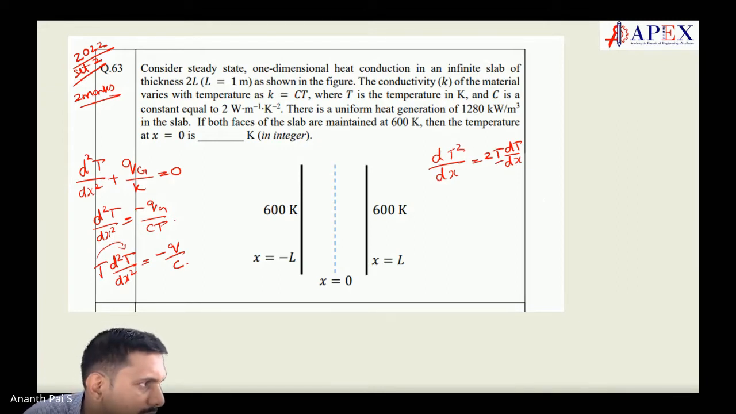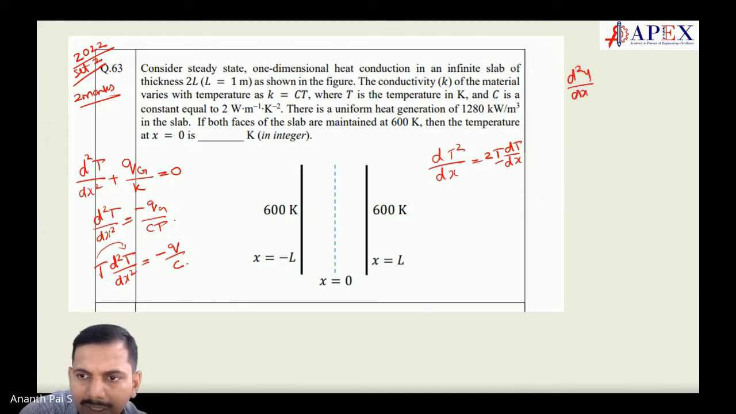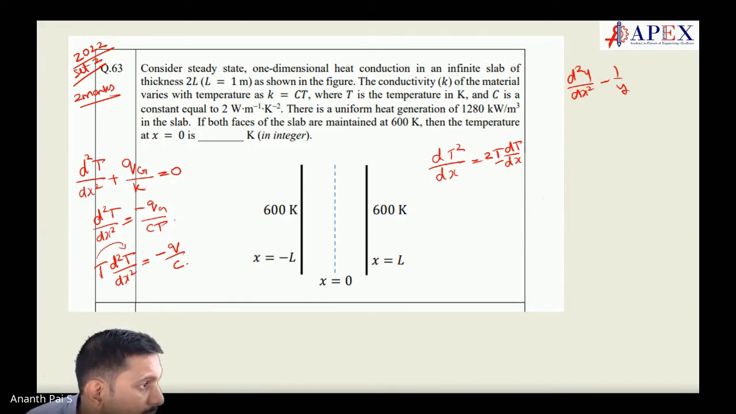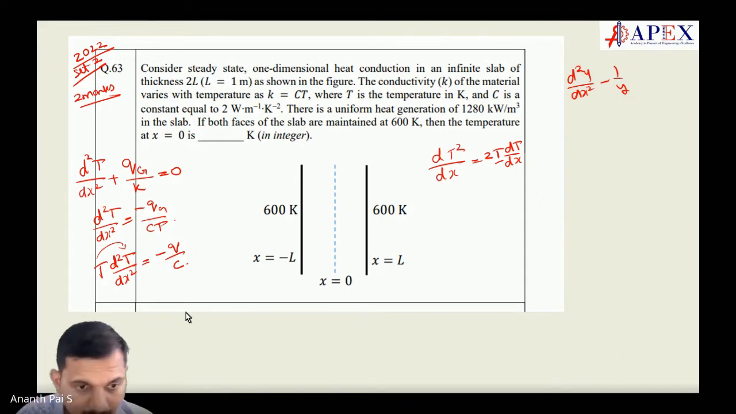No, it is not. It is like saying d square y by dx square minus 1 by y is a non-linear, not a linear. That is a linear solution, what you're doing. So you cannot solve it like that. This is a non-linear differential equation. Okay. So now how do we solve it? Let us see.